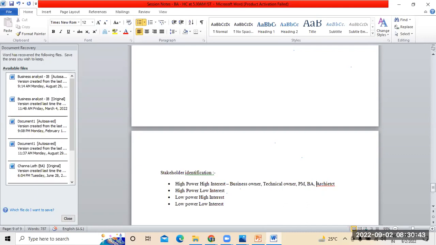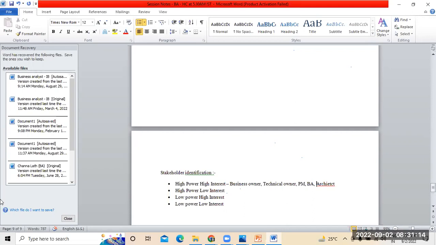This means these people will have power in the project. At the same time, not only power, these people will have interest too, because they are at the decision making level. Not only decision making, these people are involved in the project as well. So their involvement followed by decision making, both will be applicable here. This is what the first category is about. This is what we call high power and high interested people.